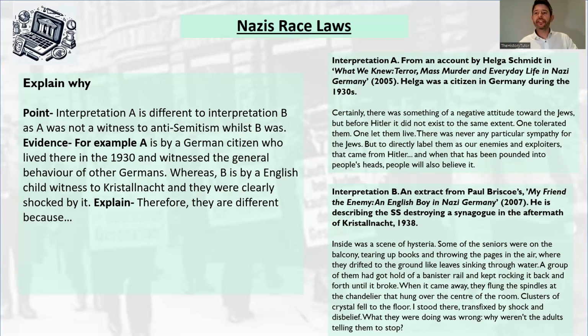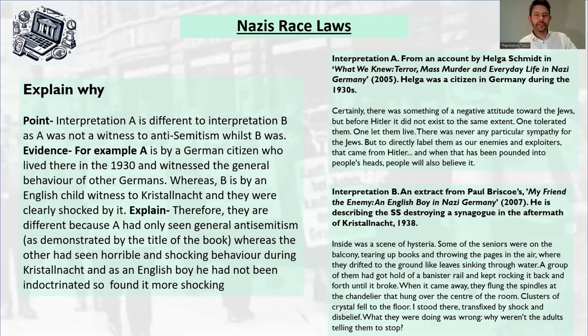So now explain. Therefore, they're different because. Okay, pause and just give a sentence explaining why they're different, how their different lives, who they are, is going to affect their opinion on these events. So here's what I've written. So therefore, they are different because A had only seen general anti-Semitism, as shown by the book title, of course, whereas the other had seen horrible and shocking behaviour during the Kristallnacht. And as an English boy, of course, not a German child, he had not been indoctrinated, and so found it much more shocking.